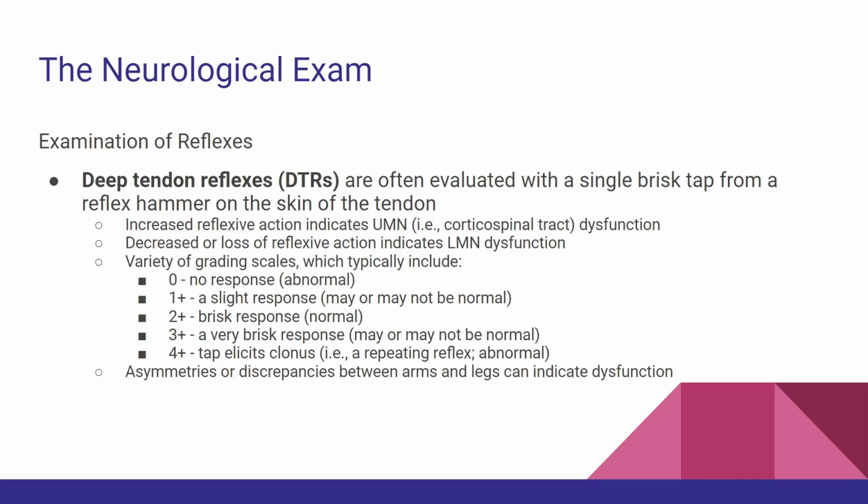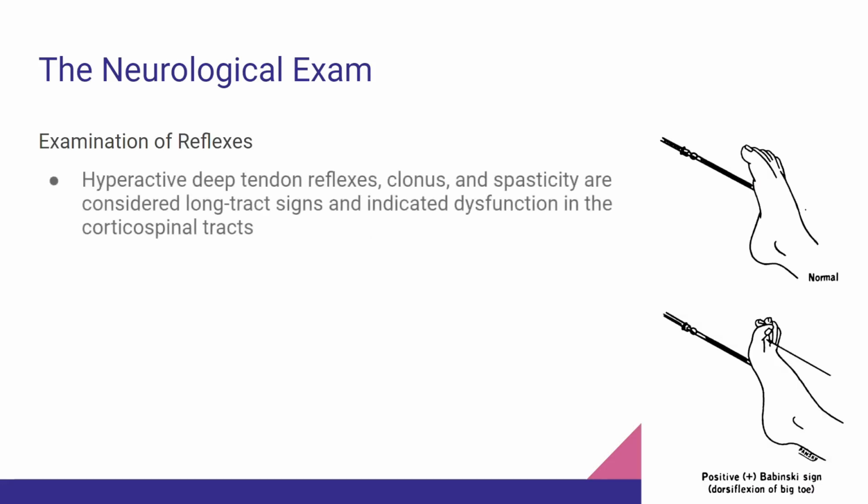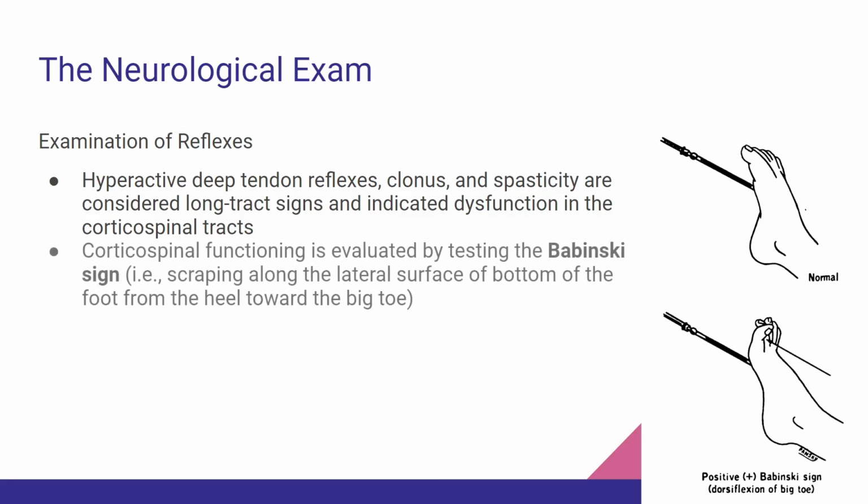And medical staff are also looking for asymmetries or discrepancies between arms and legs that can also indicate dysfunction along our motor systems. So there's a variety of things, including clonus, spasticity, and hyperactive deep tendon reflexes that indicate dysfunction of corticospinal tracts. Another way of testing corticospinal functioning is called the Babinski sign.